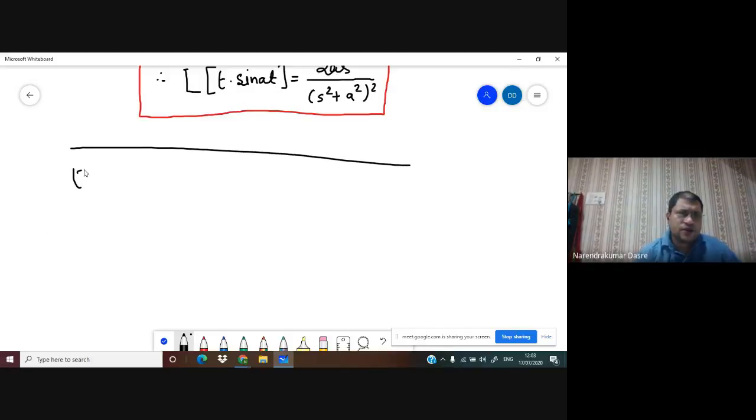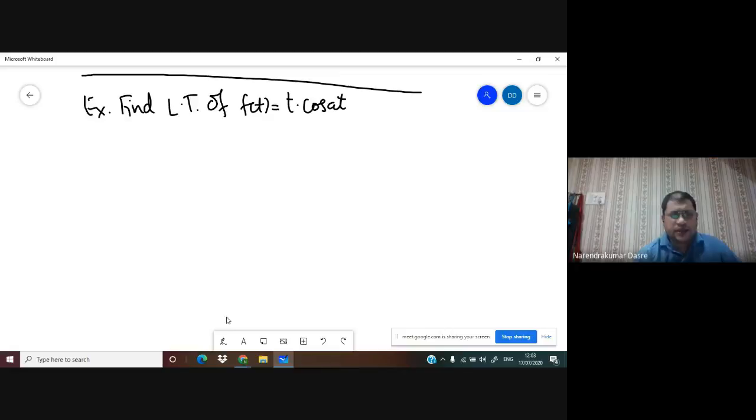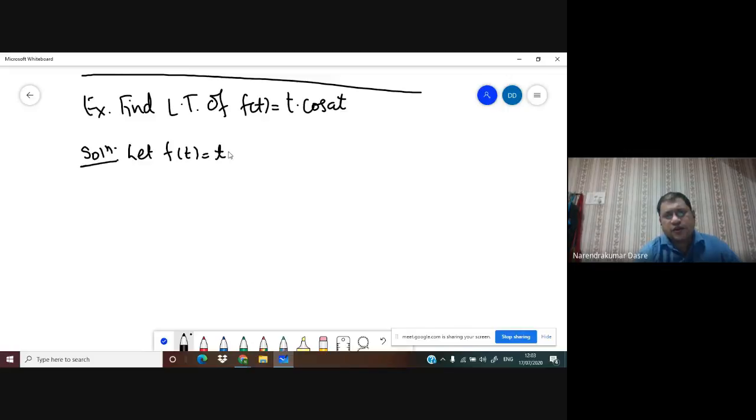So let us have another example. Find the Laplace transform of f of t is equal to t into cos of at. In the previous example, we have seen what happens to the sine at. Let us see what happens to the cos at. So we have to go with the solution. Let us always write what is given to you. So it is t into cos of at.